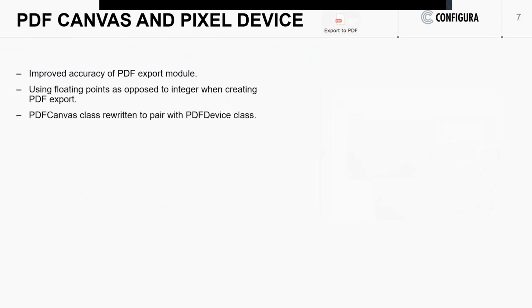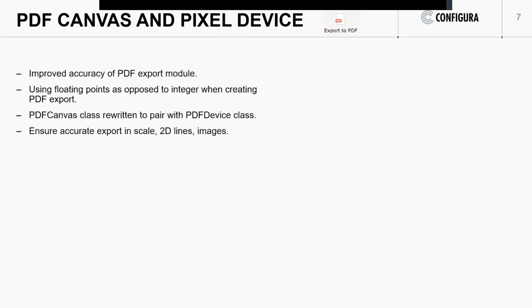When not using floating point and losing the position, the exported PDF could result in missing, unrecognizable lines, hence losing details and causing inaccurate scaling to the wheel clip, specifically evident in material handling drawing. So with this, a new PDF canvas class was rewritten to pair with the PDF device class to make this possible.